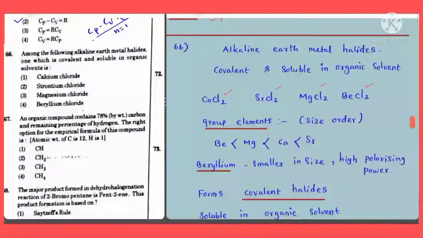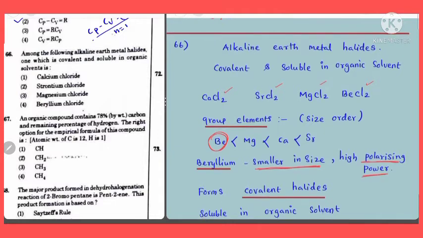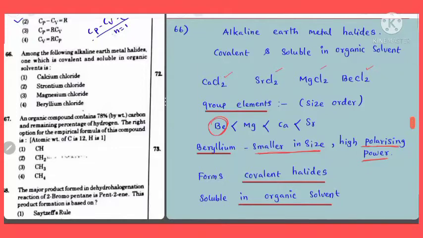Now, magnesium, calcium, and strontium chlorides are ionic in nature, whereas beryllium chloride is a covalent compound. The chloride of beryllium is covalent in nature. That is because of the smaller size of the Be2+ ion as well as its high polarizing power. Because of these two reasons, beryllium forms only covalent halides, so beryllium chloride is a covalent compound.